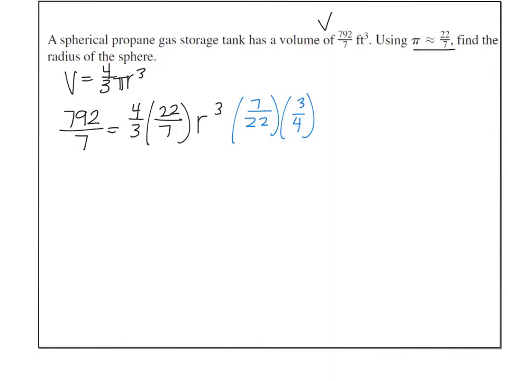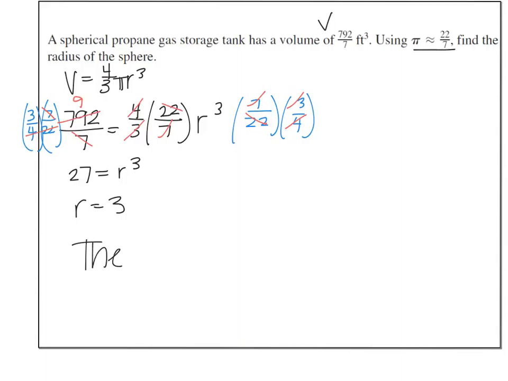And I'm going to do the same thing on the other side. So 7/22 and then 3/4. And so now I see that the 7's cancel here. I have that the 22, the 7, the 4, the 3, all that stuff goes away on that side. And I notice that these two actually go in, so 88 actually goes in. 792, it goes in 9 times. So all I'm left with is 27 is equal to r cubed, or r equals 3.